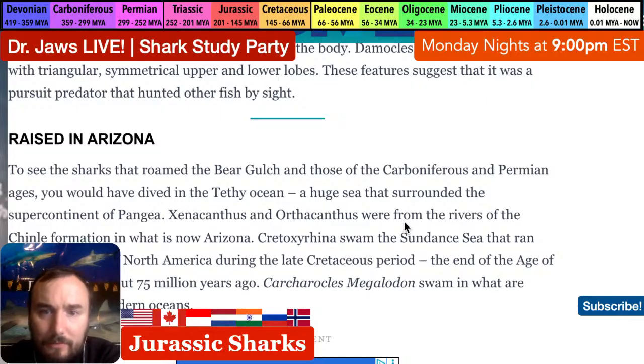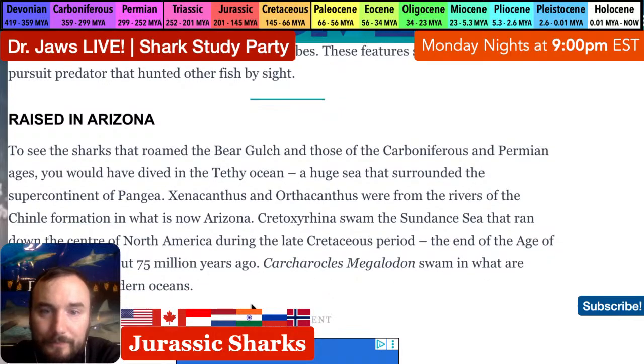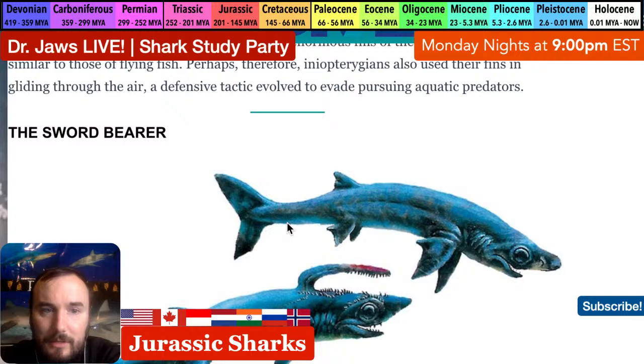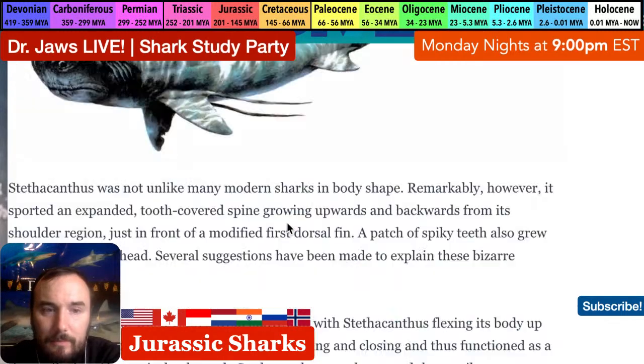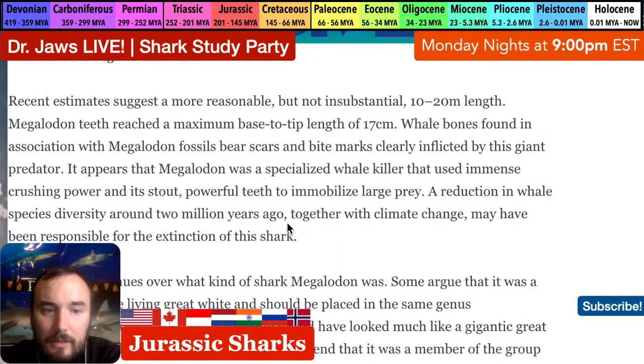Xenacanthus and Orthacanthus were from the rivers of the Chinle Formation, now Arizona. Cretoxyrhina swam in the Sundance Sea that ran down the center of North America during the late Cretaceous period, the end of the age of the dinosaurs, about 75 million years ago. Carcharocles megalodon swam in what are essentially our modern oceans. So let's go back to Cretoxyrhina. Stethacanthus.